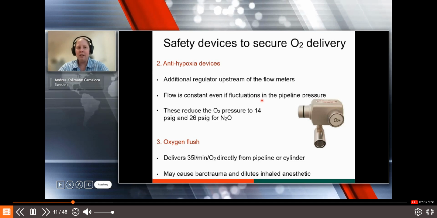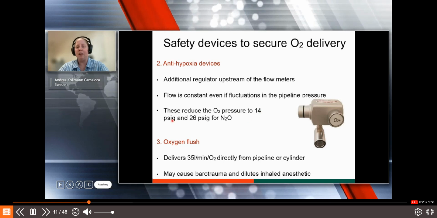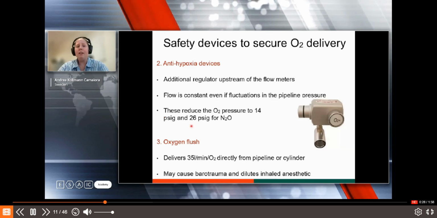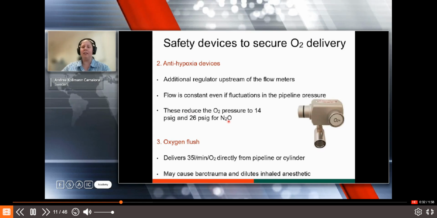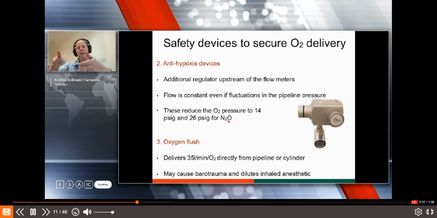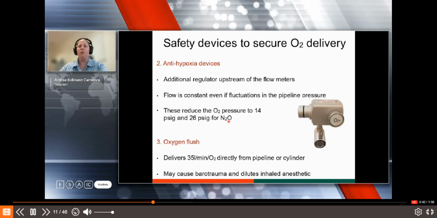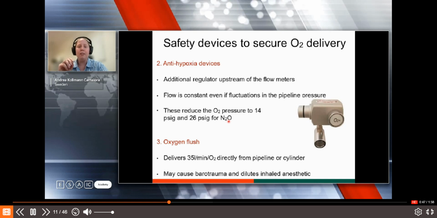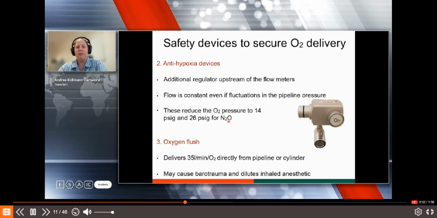And what this does is reduce the oxygen pressure to 14 pCAG, a new unit, and 26 pCAG for N2O. So it lowers the pressures of both so that what goes into the patient does not have an oxygen concentration below 21%. And then you have the oxygen flush, which delivers 35 liters per minute directly from the pipeline or the cylinder.